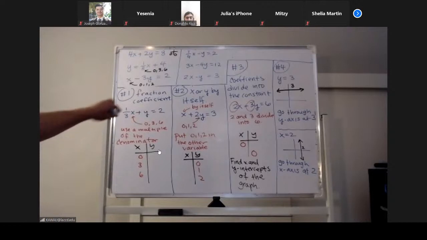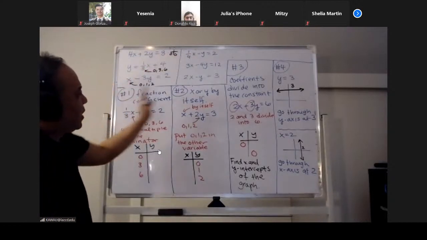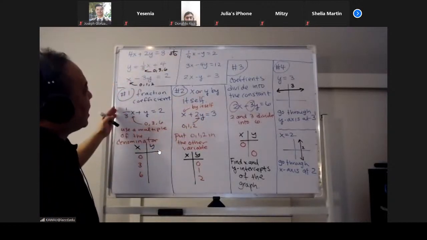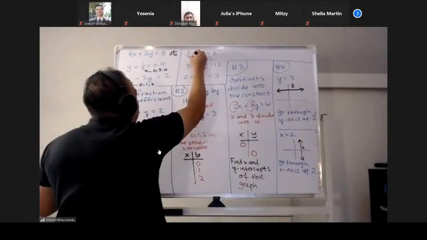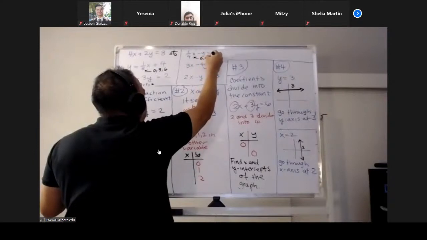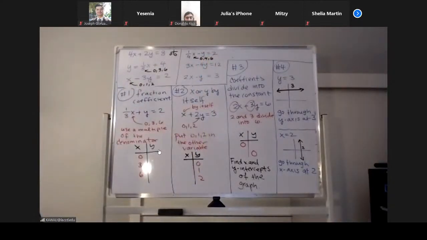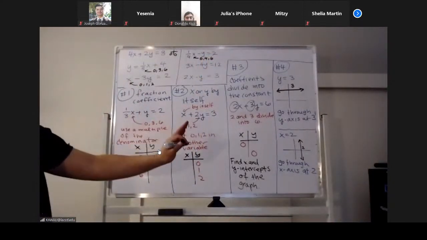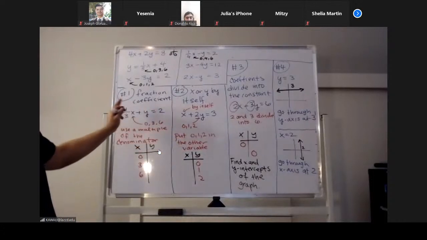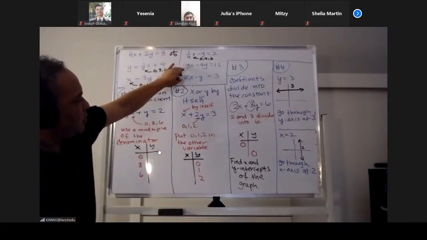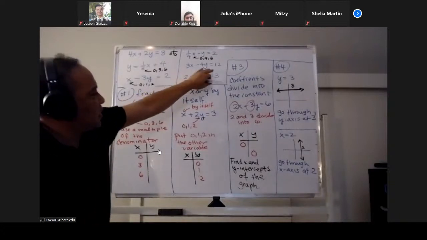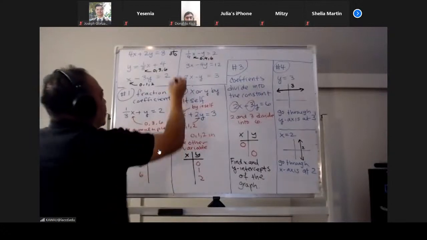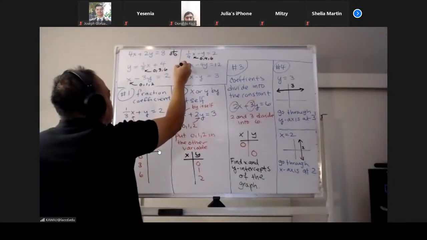Okay, so let's look at this first one. Going left to right, does it have a fraction? Yes. So we're going to use 0, 4, 6. And then going left to right, does this one have a fraction? No. Do you have an x or y by itself? No. Do both of these divide into there? Yes. So we can use 0, 0.